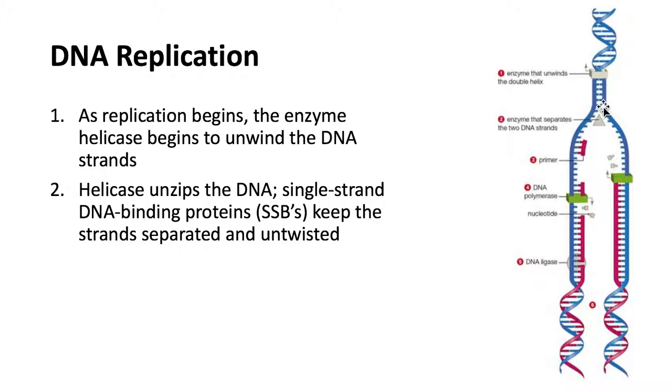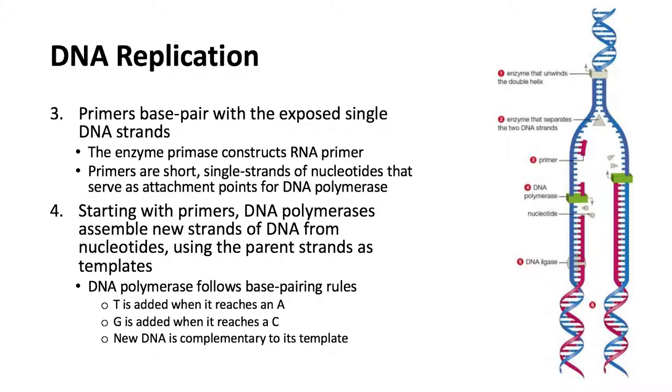Now, there's also other proteins called DNA binding proteins, or SSBs, that keep the strands separated and untwisted because the DNA really wants to get back together. The 2 halves want to get back together with each other, so these SSBs keep the 2 strands separate from each other.